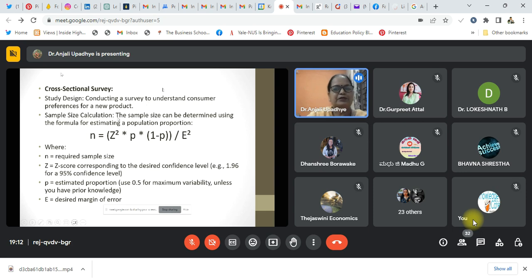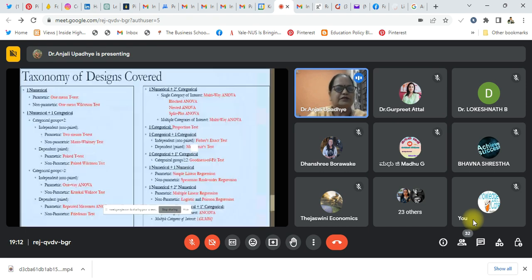So here is the simple formula, that is n is equal to Z squared P into (1 minus P) upon E squared. A pilot study of consumer preferences has to be conducted first. Take a proportion, a prevalence of that, and then use the formula for the cross-sectional survey. Now, here I am going to explain to you the taxonomy of the designs covered.